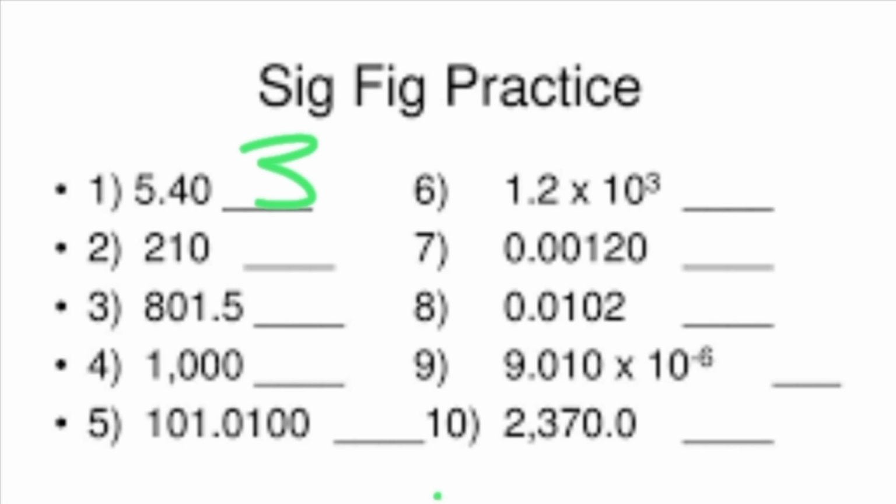210, however, there is no decimal in this one for number 2, so we will only have 2 significant figures because there's no decimal to make that last 0 significant.